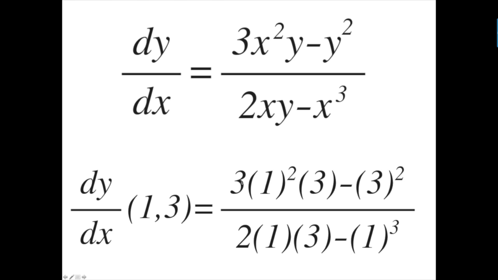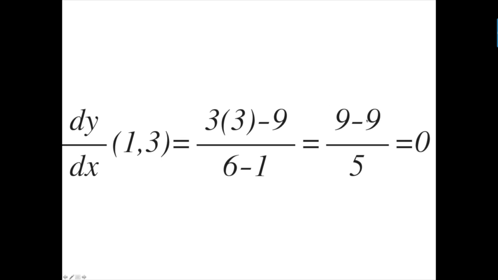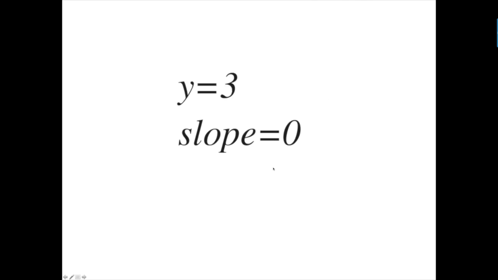So here you see that everywhere that you see an x, I put a 1, and everywhere you see a y, I've put in the 3. So really, it's just plugging in what we already know. So here, all I've done is simplify the equation. That makes it a lot easier to look at, and we get an answer that doesn't seem too bad. So we get 9 minus 9 over 5, and this is just going to give us 0 over 5, and that's just going to simplify to 0. So we know that the slope of that tangent line is going to be 0.